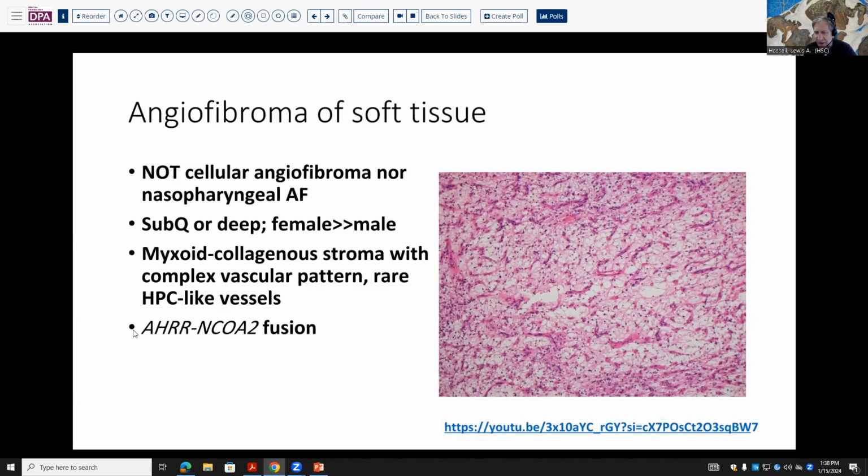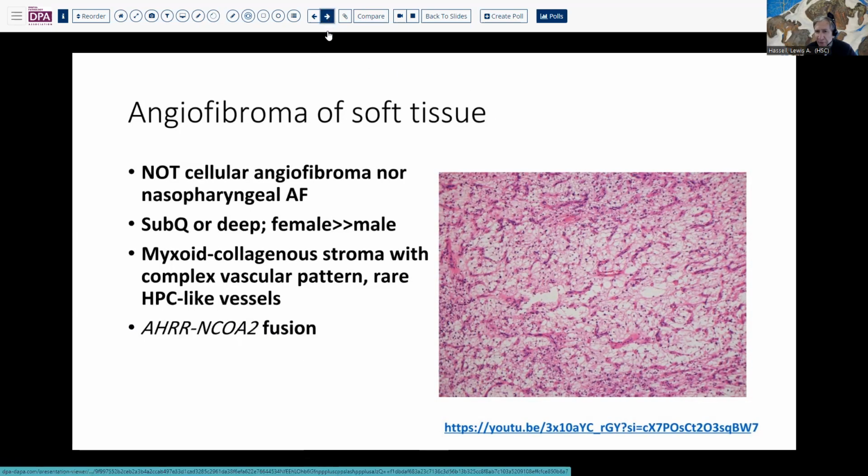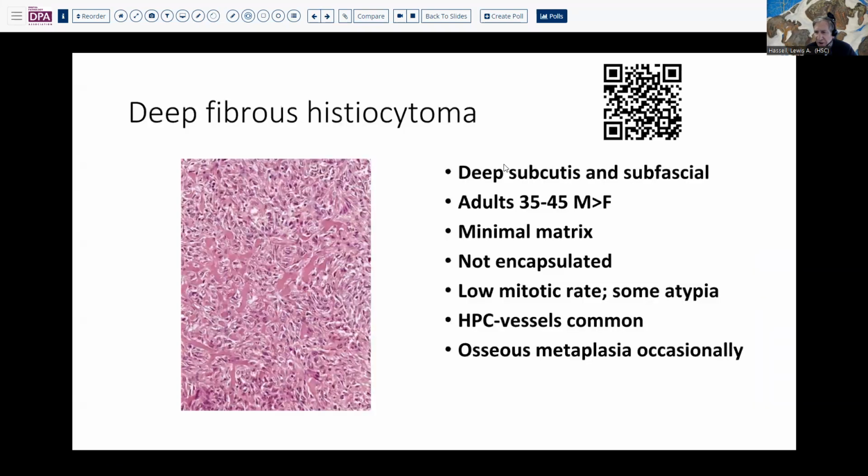And this, again, is associated with a particular fusion gene that we see as AHRR-NCOA2. So we'll just move on quickly from that one to the next lesion, which is the deep fibrous histiocytoma.